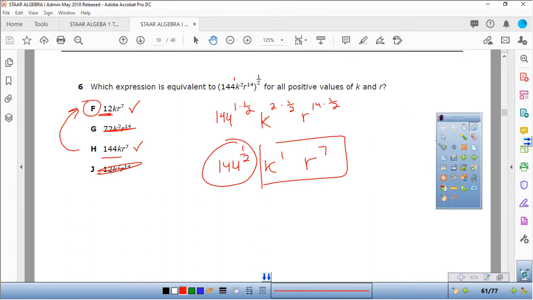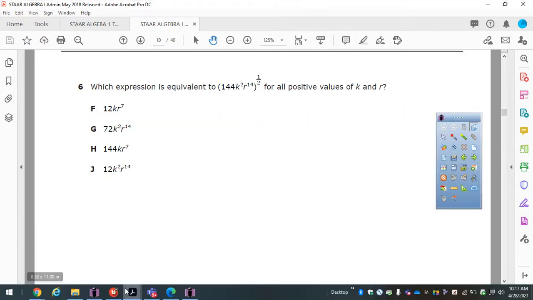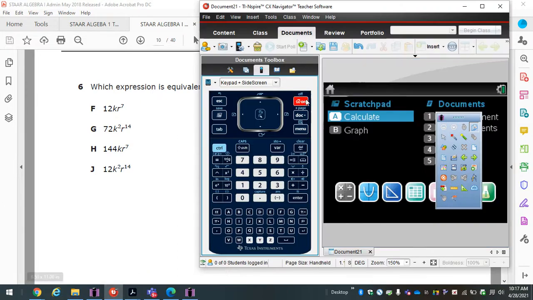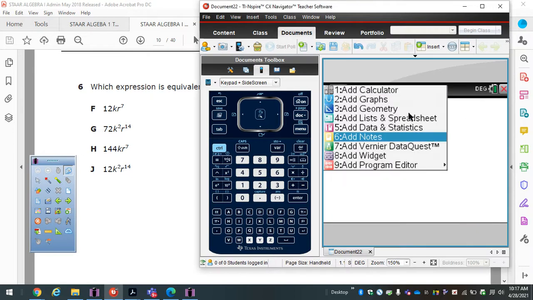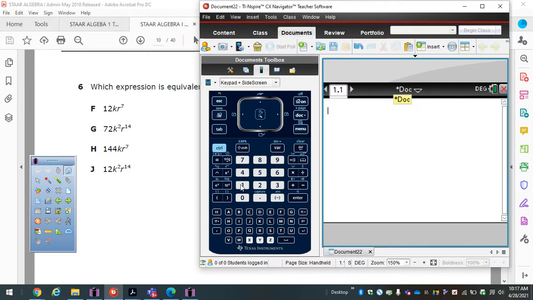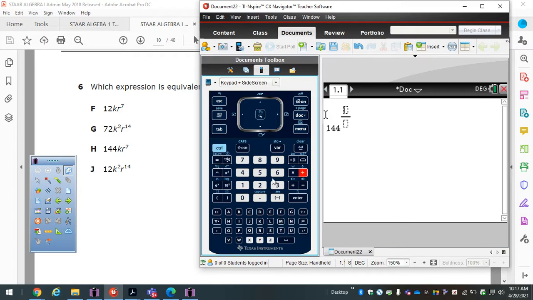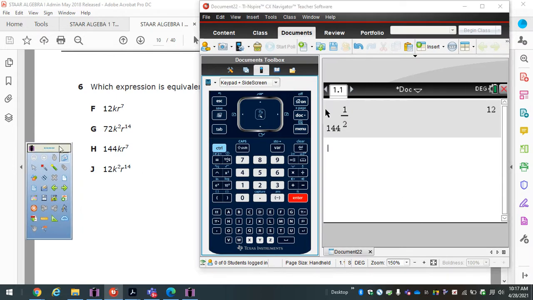Let me just try in the calculator. Go to a calculator. Turn it on. And we're going to go with 144, and we're going to raise that to a fraction of a half. And there it is, 12. Cool. Pretty easy. Not too bad.